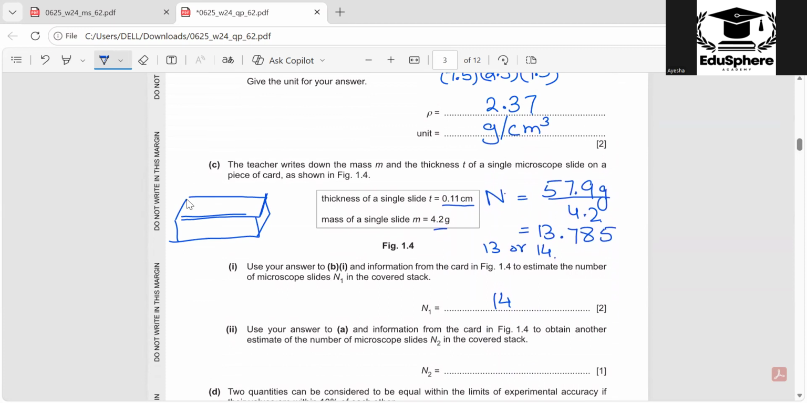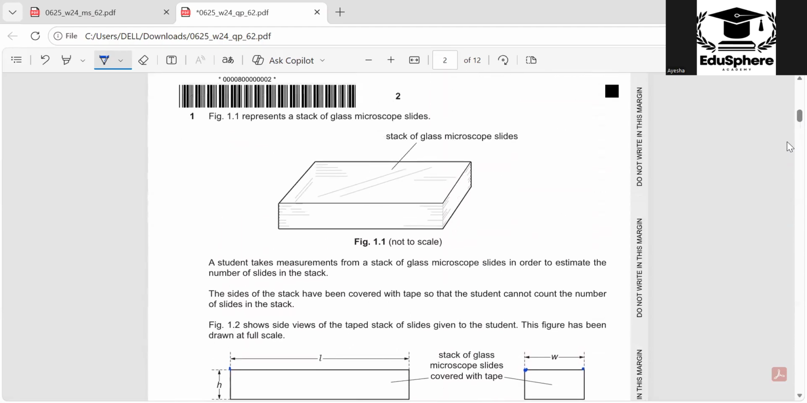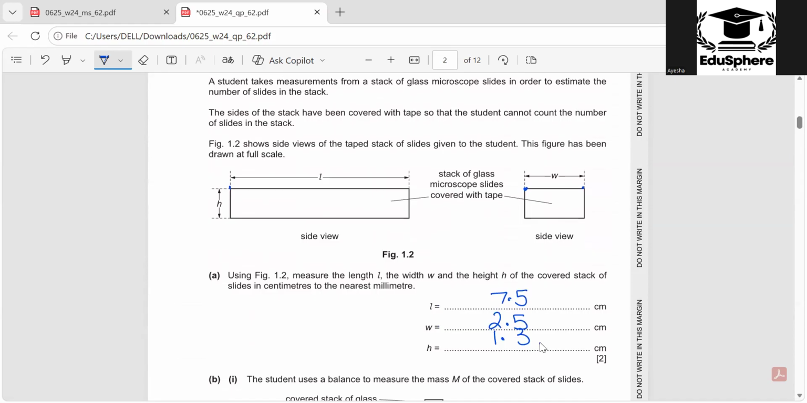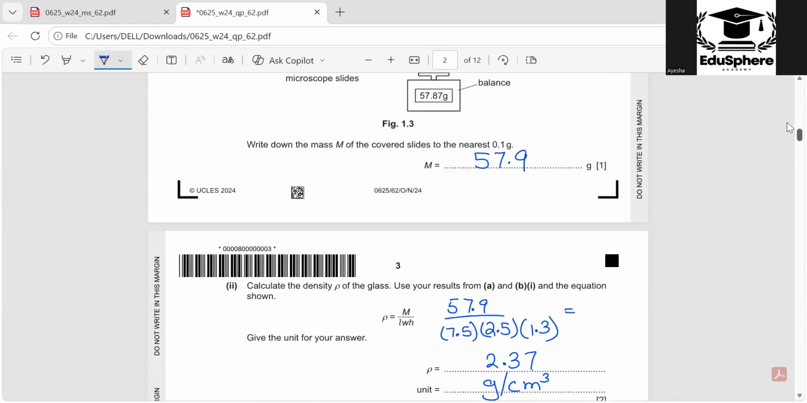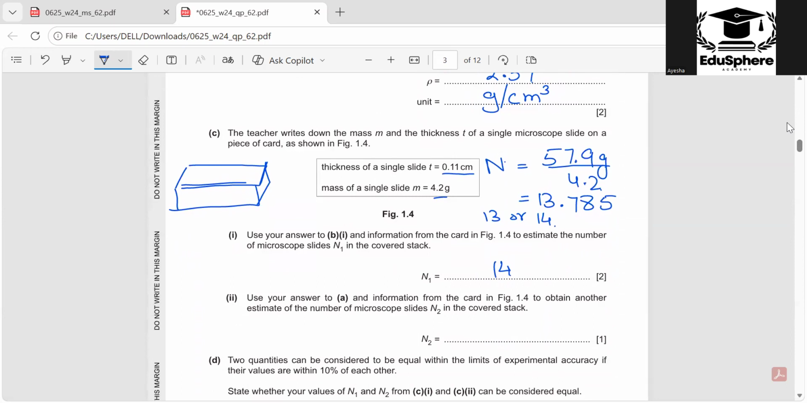So what we are going to do is first calculate the volume of the slide. Or maybe we can use the thickness, taking the total thickness. We can just divide the total thickness. The total thickness here was 1.3. So we take the 1.3 total thickness divided by the thickness of one slide, which is given as 0.11. For this, we are going to divide, and then we will be finding the value of N2 as 1.3, the thickness of all slides, divided by the thickness of a single slide, which is 0.11.